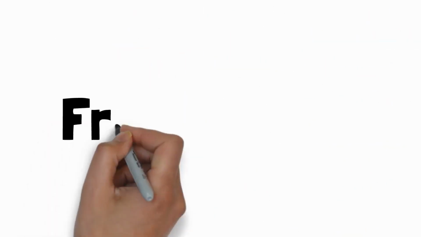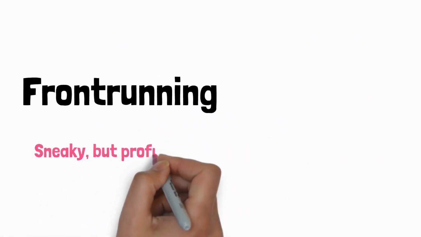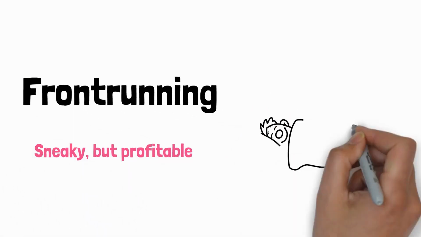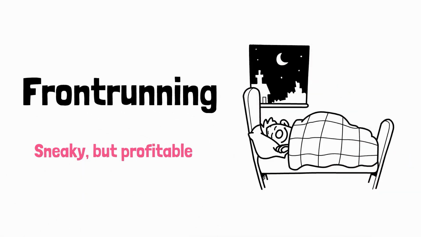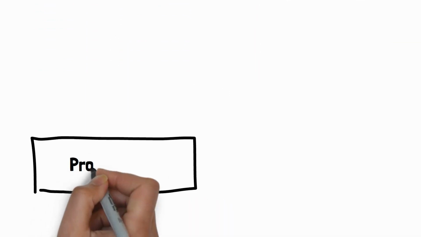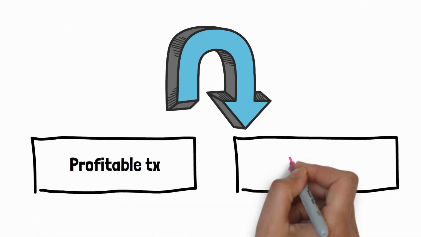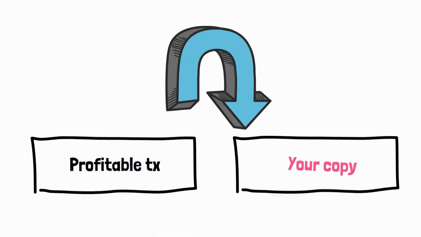The next example of MEV is front running. This one is really sneaky, but very profitable. Why do the work yourself if others can do it for you, for free? With front running, the idea is to copy any profitable transactions from the mempool, and you don't even need to understand what the transaction is doing. How can we do that?